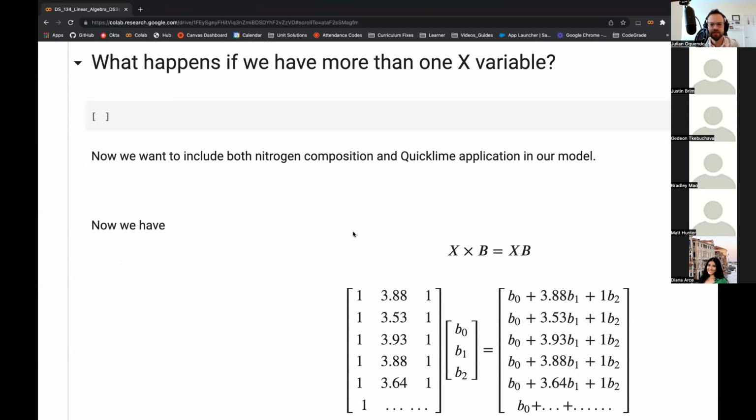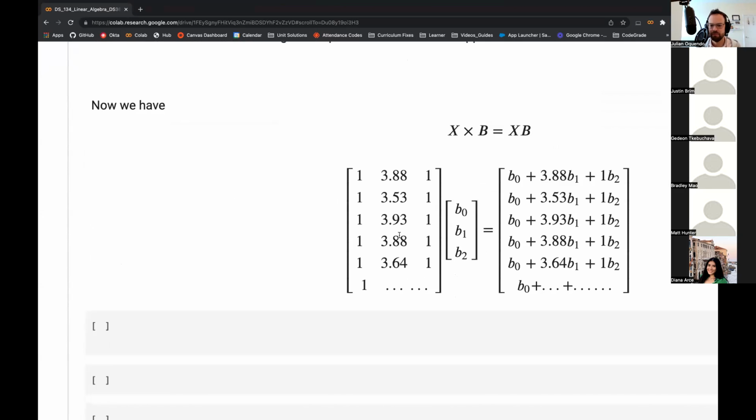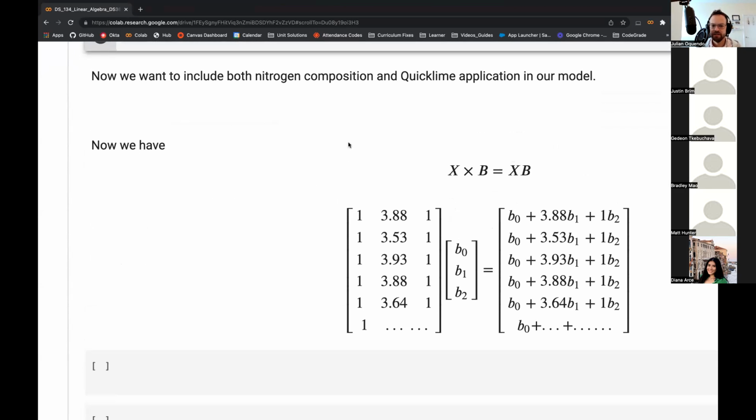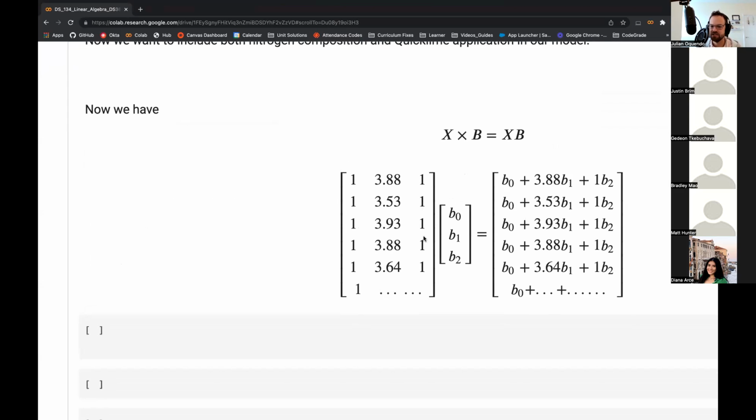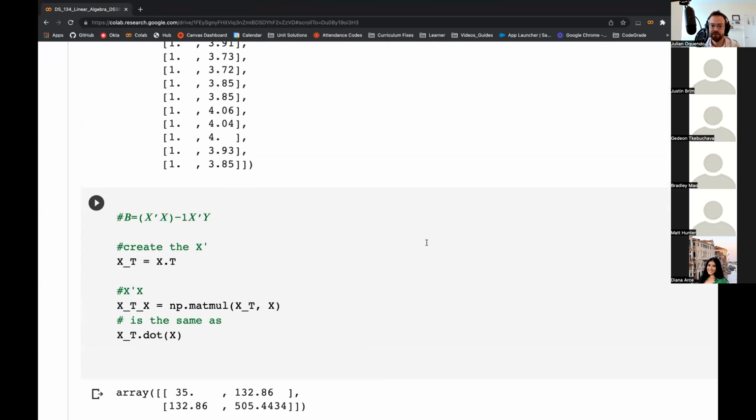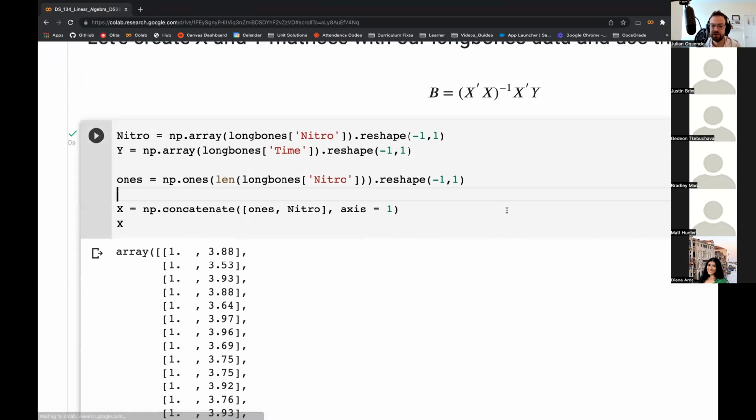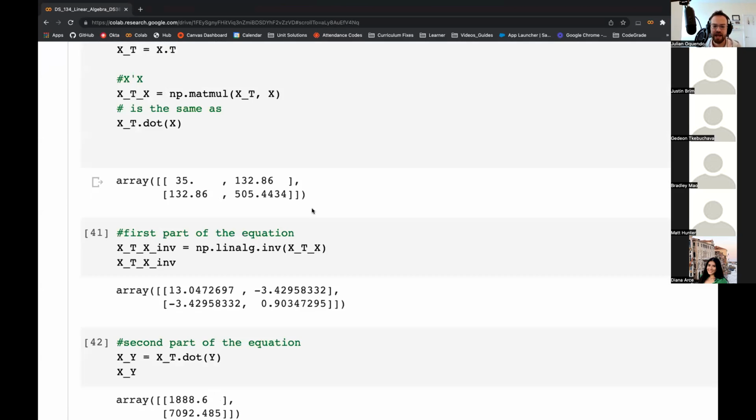No? Okay. So if we're working with more than one variable, now we're essentially building the same equation we did earlier with both nitrogen and quicklime. That means we're going to be adding to our X matrix the value for 1. That part's actually fairly straightforward, and you can eventually even build this into a function if you wanted to. You can take your values for X.